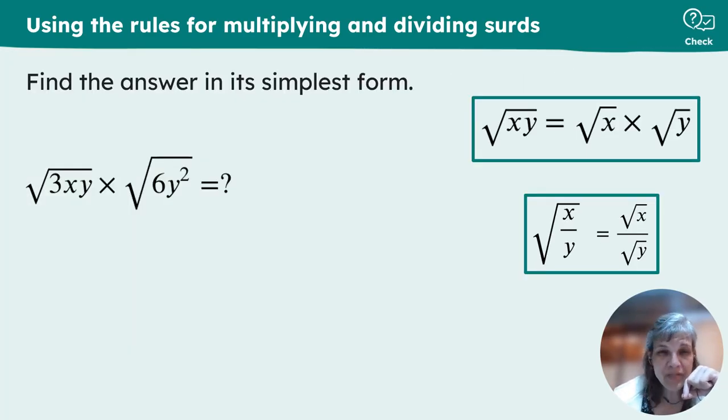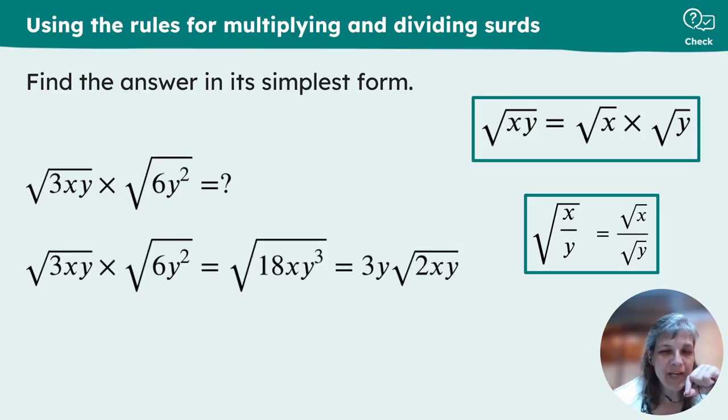So in simplest form, here's one to try that has algebra in it. Again, try to remember those rules for multiplication and division. And what would you get if I took these two roots and multiplied them together? Have a go and try it and come back.